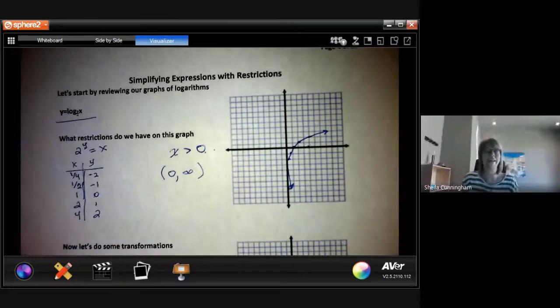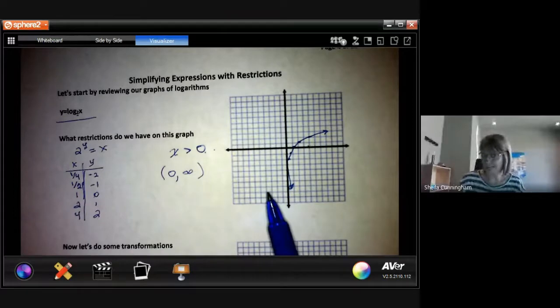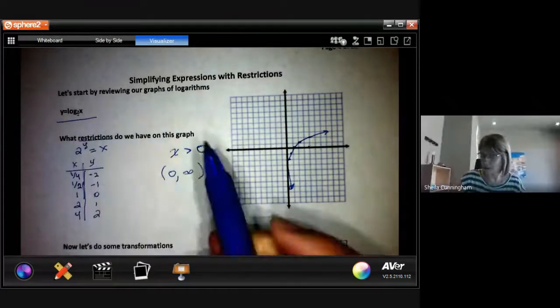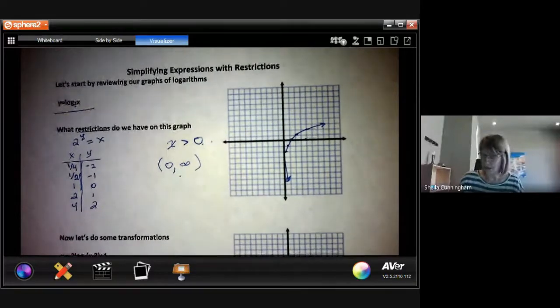So that's basically what we're looking at, which makes sense because in any logarithmic function, any log, x can never be a negative value, and it won't be 0. We'll never have the log of 0. So that makes sense for just a basic logarithmic function, right? So in this case, our restriction would be 0 to infinity.